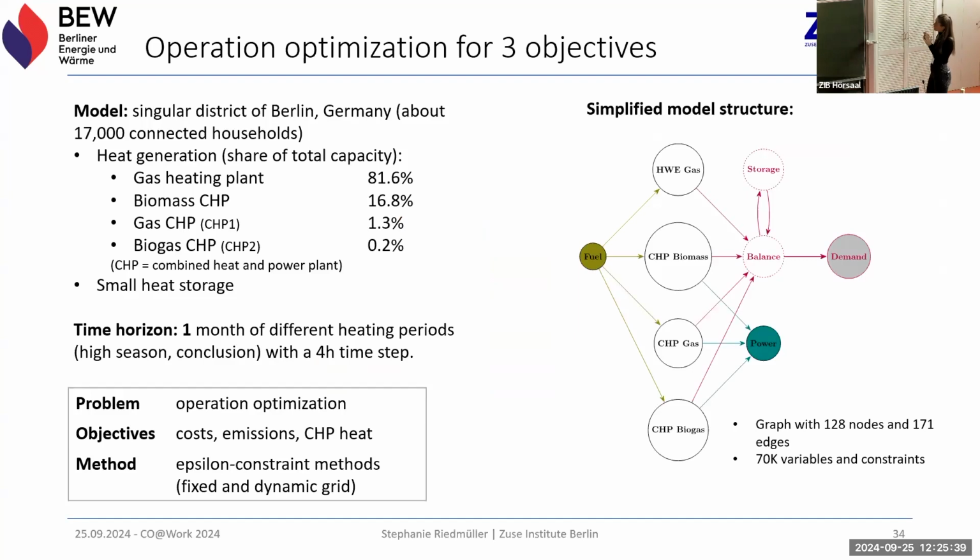And now we applied it not to whole Berlin, this was too big. We applied this to a singular district of Berlin, which is somehow a centralized system where most of the heat is generated by one gas plant, and there are some smaller other plants. And we looked at 2 different months, and have a 4-hour time step. This time we have a graph with less than 200 nodes and edges and about 70,000 variables and constraints.